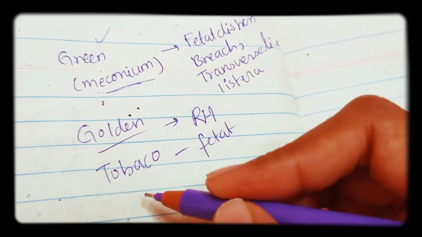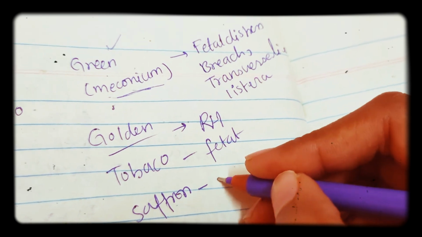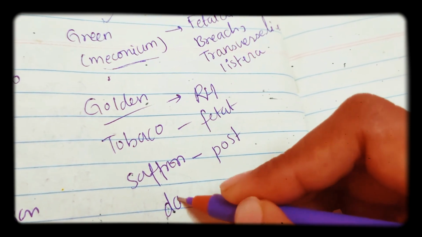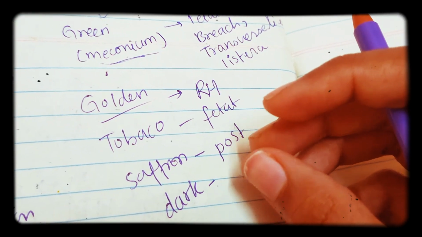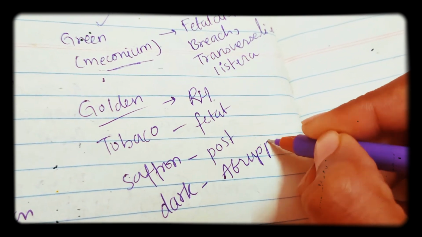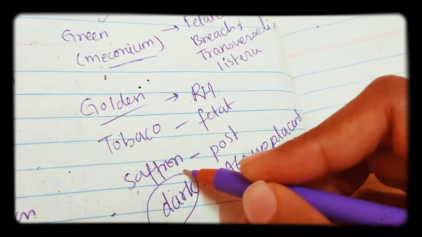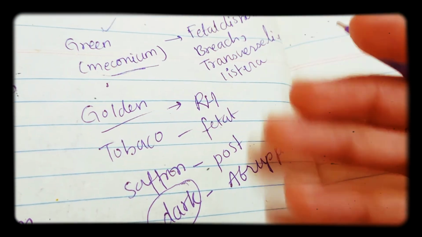The next, coming to saffron or yellow color. Saffron or yellow color amniotic fluid represents post-term pregnancy. And coming to dark color, it is like concealed hemorrhage in abruptio placenta, that is abnormal placenta. Within that, the hemorrhage or the blood is stuck, so the amniotic fluid is dark in color. So these are the different colors and different diseases related with it.